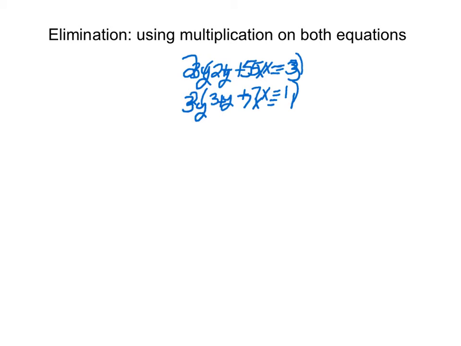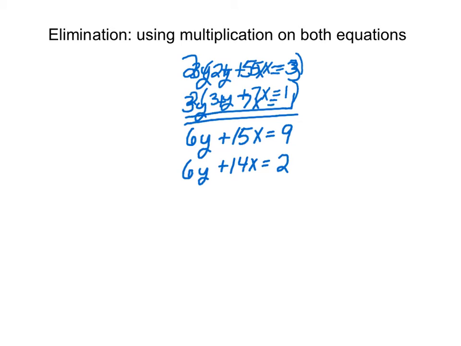Now, one more thing here. We really want to make sure that we multiply one of these two by a negative if we want to be able to add the equations. And if we just want to subtract the equations, then we don't worry about that. I'm going to try subtracting. So when we do that multiplication, the top equation becomes 6y plus 15x equals 9. The bottom equation becomes 6y plus 14x equals 2.